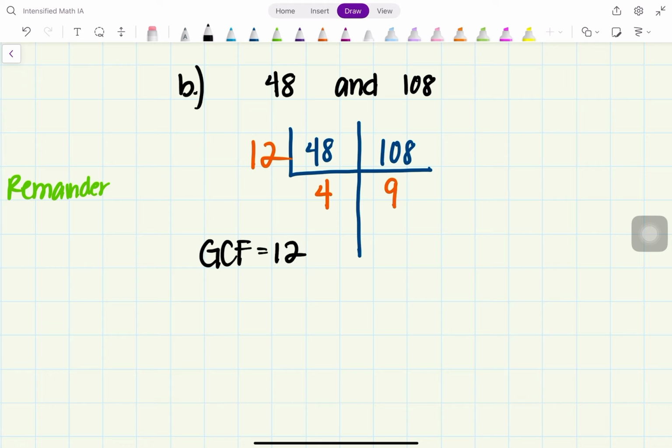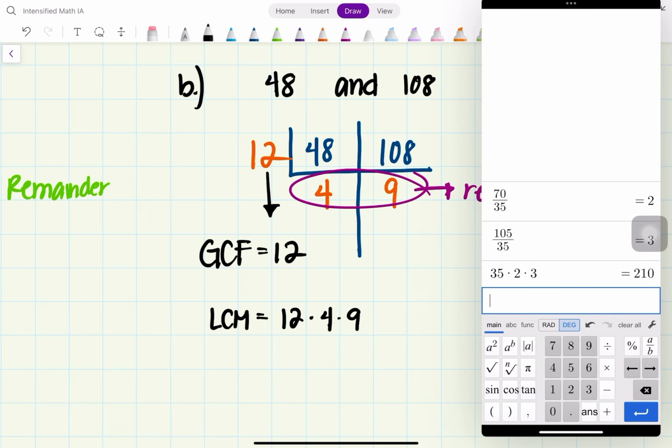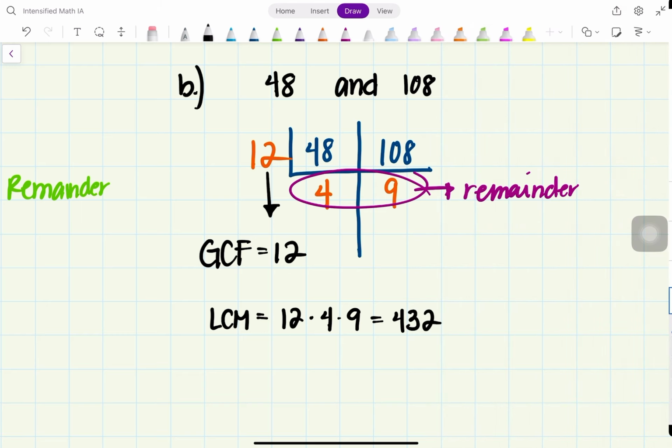It's the number we divided both of them by, right? 12. It's that one there. And then the LCM in this case, guys, is the GCF times the remainder, which is 4 and 9. So this here is the remainder. Let me rewrite that because I don't know if you guys understand my writing there. So multiplying that out in this case, guys, let's go ahead and take out a calculator. So 12 times 4 times 9. That's going to be 432, which means at some point, both of these numbers are going to end up multiplying to 432, and that's the least common multiple.